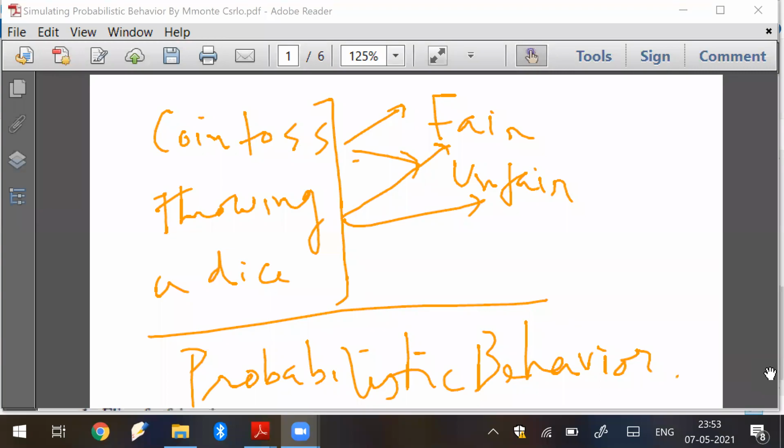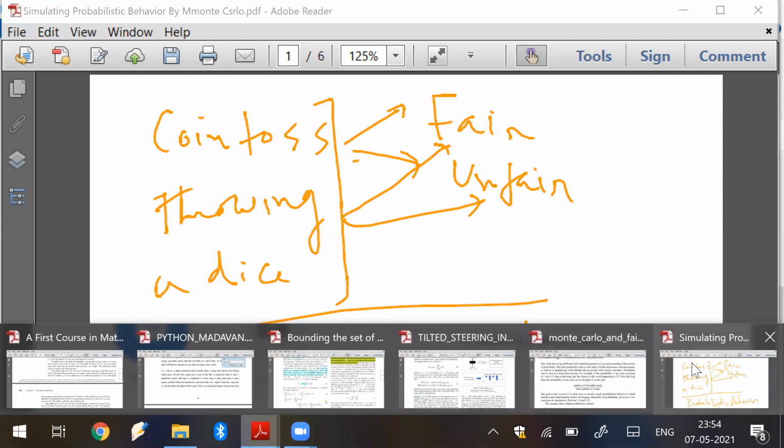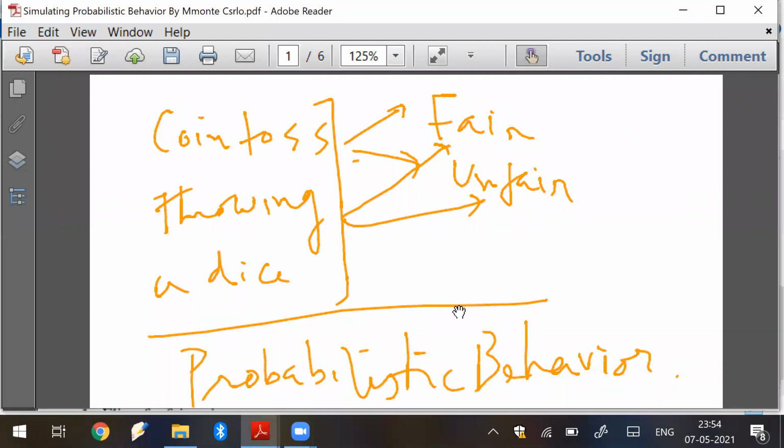Okay, so today in this class we are going to discuss simulating probabilistic behavior using the Monte Carlo method. Probabilistic behavior, let me give some specific examples, such as a coin toss or throwing a dice. These are all probabilistic behavior because, as we have already discussed, whenever we toss a coin, until and unless you get the output, you do not know what it will be, whether head or tail. Similarly, the same thing happens for the dice. Out of six outputs, we are not sure which one we will get.